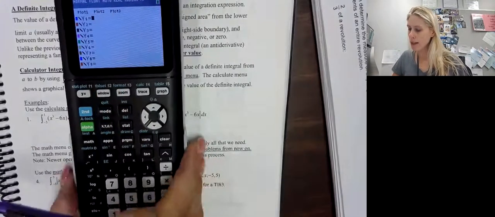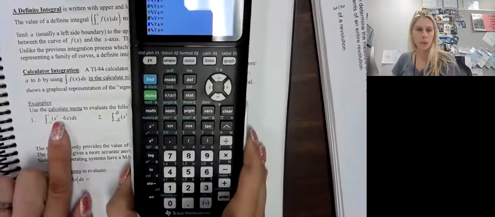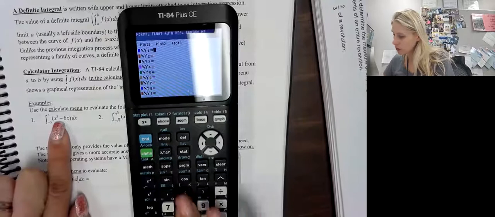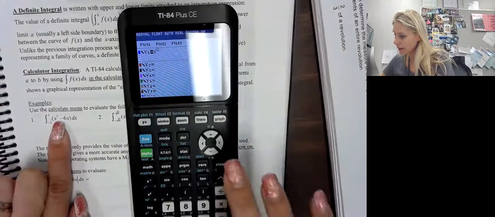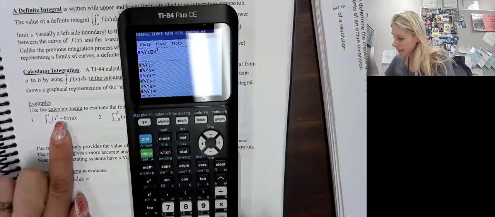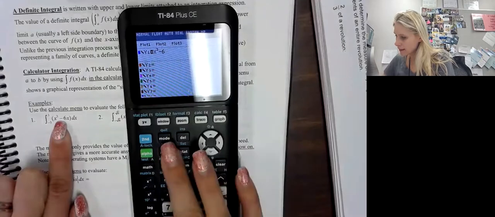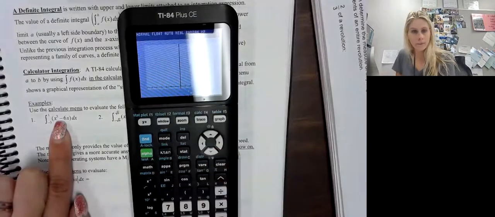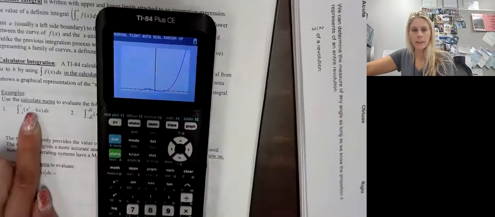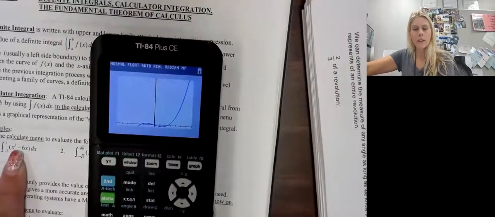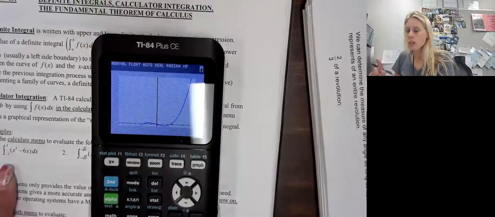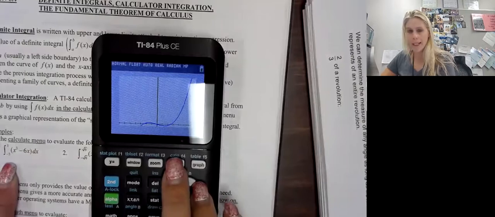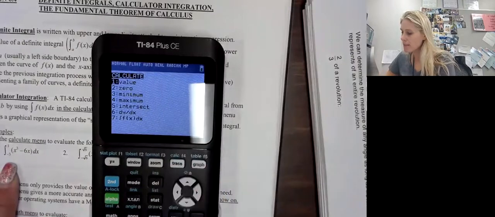So I'm going to go to y equals. First thing I'm going to do is put in my function, which is x cubed minus 6x. Okay, now I'm going to graph it. Sorry for the glare, guys. Maybe if I cover that a little bit. Now my lower limit says -3, my upper limit says 1. So what we do, remember, is I go to the calc. My calc is in blue, so I'm going to go second, trace. I go down to my integral.